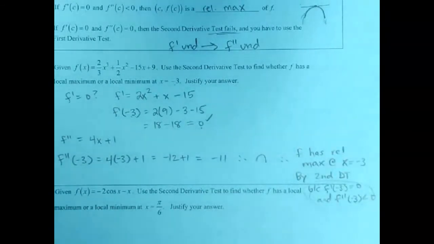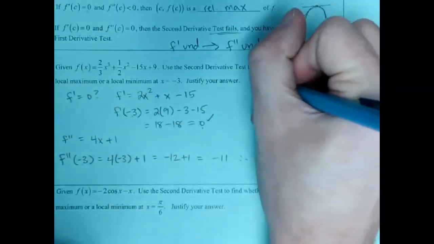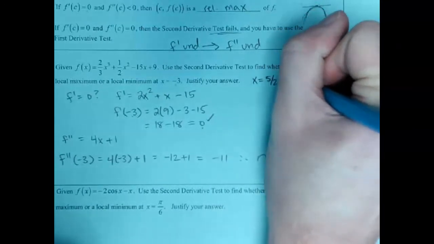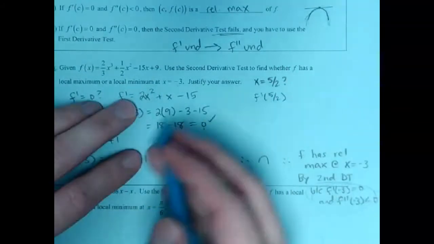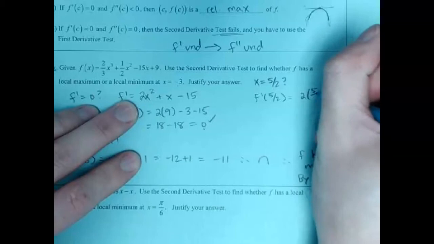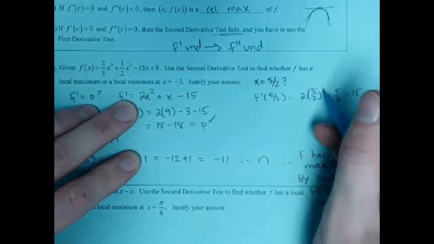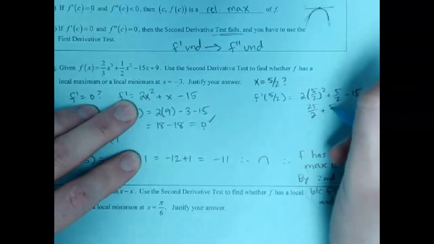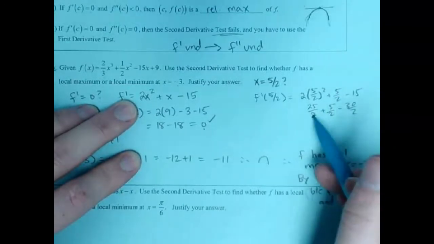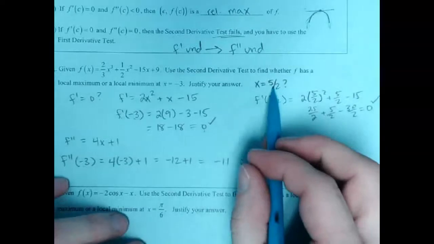The other critical point, I believe, for this one would be positive 5/2. So let's check it. This one only asked for negative 3, but if it wanted to test 5/2, we could also. If I plugged in 5/2 into the first derivative, let's see, we'd have 2 times (5/2) squared plus 5/2 minus 15. So that would be 25 over 4, so then 25 over 2, plus 5/2 minus 30/2. So that's 30/2 minus 30/2. So there you go. The first derivative is 0. So that means that is a critical point.